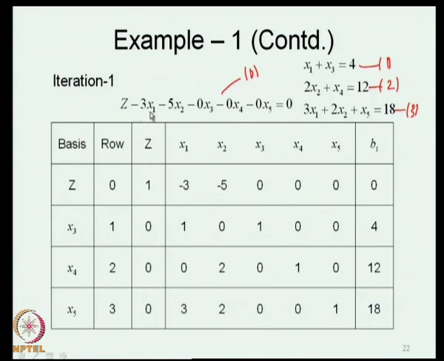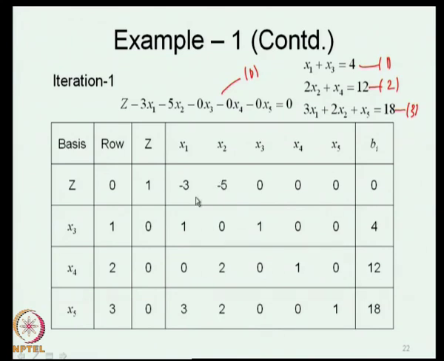You have z minus 3x1 minus 5x2 etcetera equal to 0. As long as in the 0th row, which is the z row, you have at least one coefficient which is negative, the solution is not optimal. Why? Because if you have a negative coefficient, it means that by bringing in that particular variable, you will be able to increase the z value further. The current value of z is 0. By bringing in x1 or x2 which have negative coefficients, you will be able to increase the z value further, because z will then be equal to 3x1 plus 5x2 and therefore, you can increase the z value further.